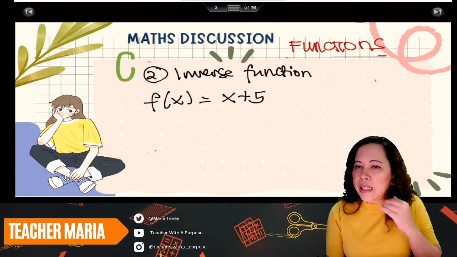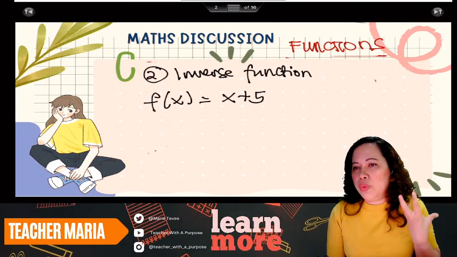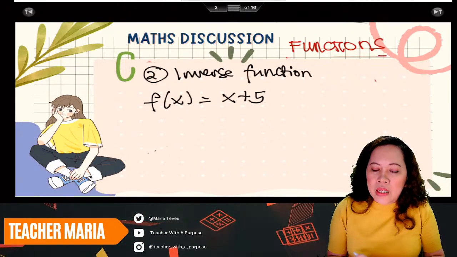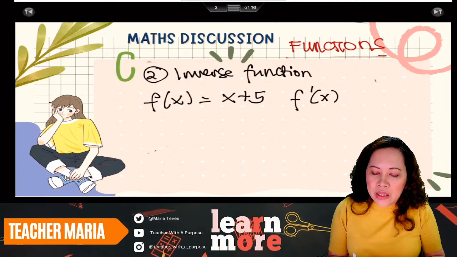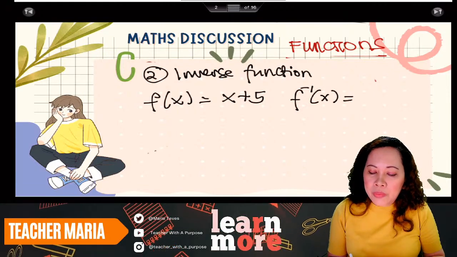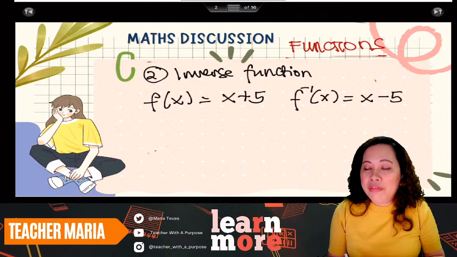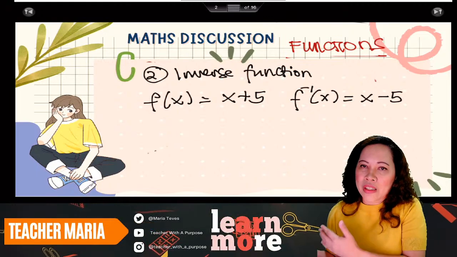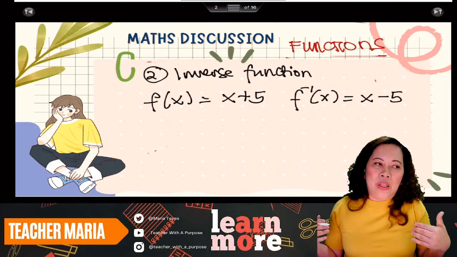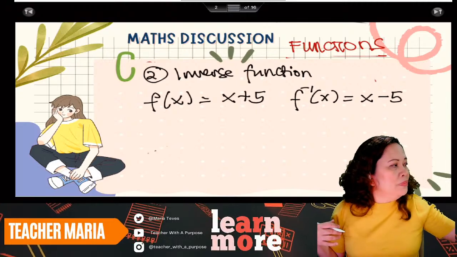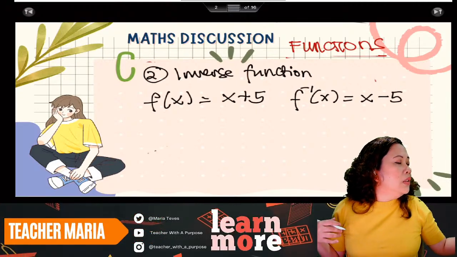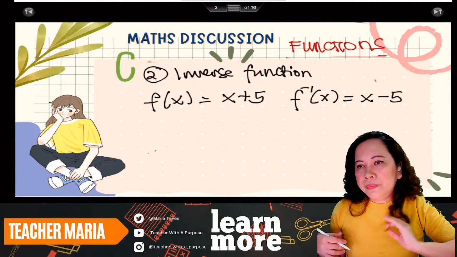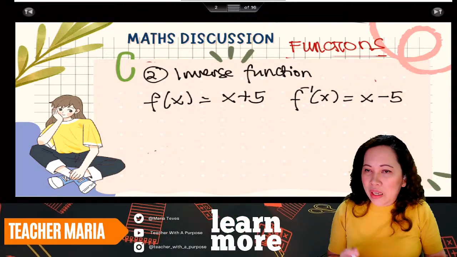That means that since it is an inverse, all the operations will be opposite. So if you get the inverse of this, that will be x minus 5. Since it was supposedly added to 5, now it will be minus. So it will be x minus 5. All right, so that's your inverse.